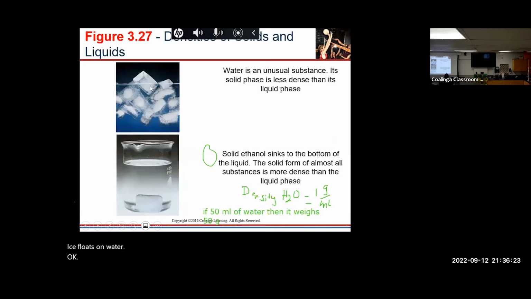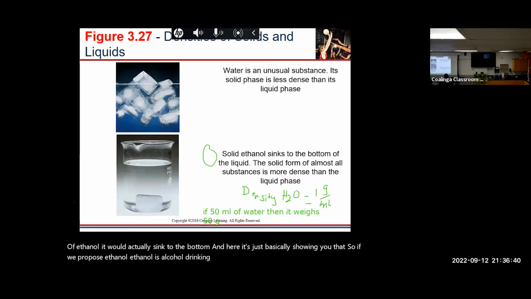So that means ice is always at the top of our water, whereas if we had a solid cube of ethanol, it would actually sink to the bottom. Here's just basically showing that. If we froze ethanol, ethanol is alcohol, drinking alcohol. A 100% ethanol is going to sink to the very bottom, where ice is going to float, because ice is less dense than water.